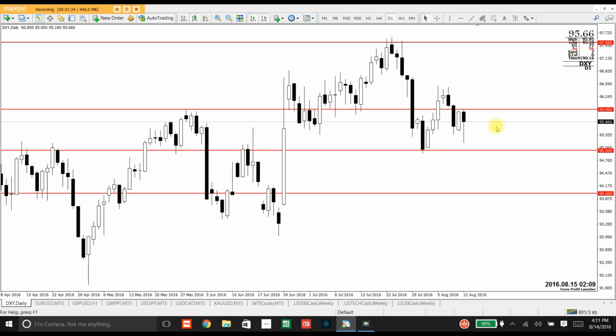So this is support and resistance 101. How do you plot them? The way that I plot my support and resistance levels is very simple. As you can see, I find turning points in the market and I mark them.